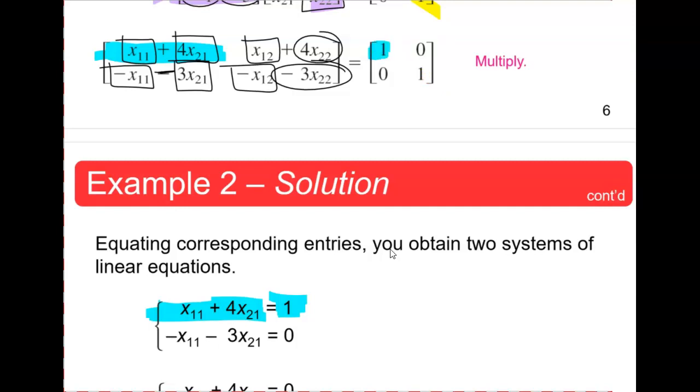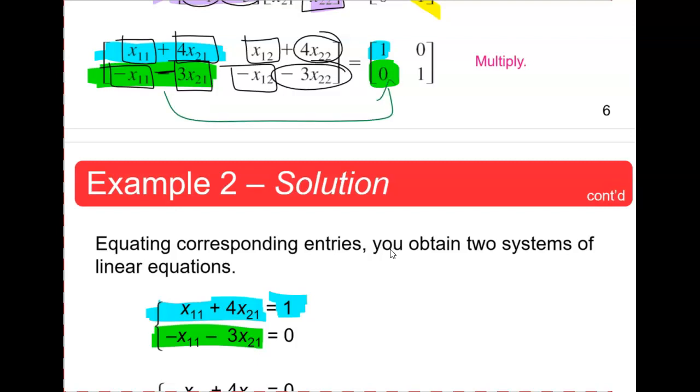Then we have second row, first column. Here's the equation for second row, first column. So it's equal to the entry here, second row, first column. And so that is the number 0.